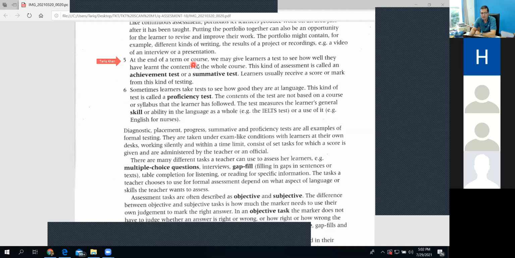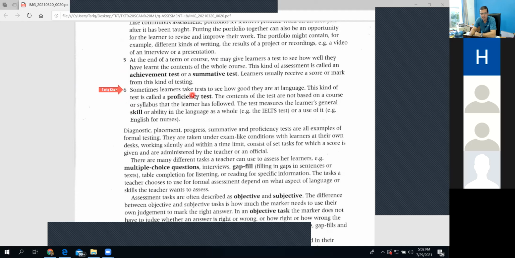Number 5, at the end of a term or a course, we may give learners a test to see how well they have learned the content of the whole course. This kind of assessment is called an achievement test or summative test, which is at the end of the course. Learners usually receive a score or a mark from this kind of testing. Achievement test or summative test. We call it annual test also, okay, which is at the end of the course and where they get the score or marks which we give to them, showing how much they have achieved in it.